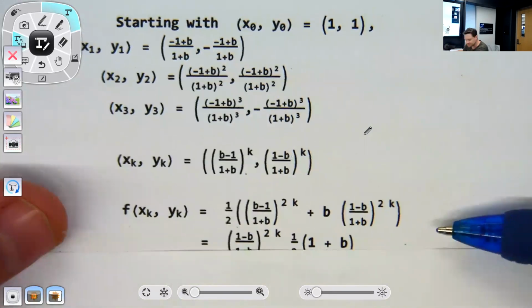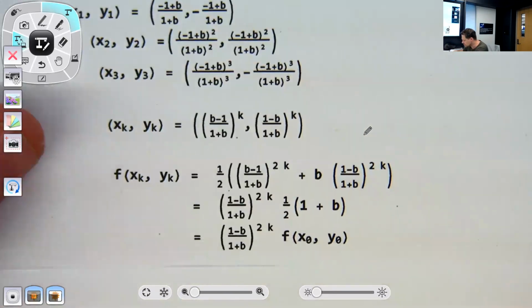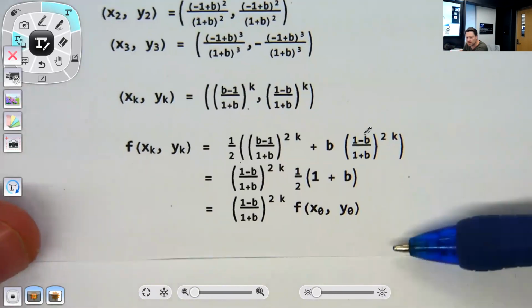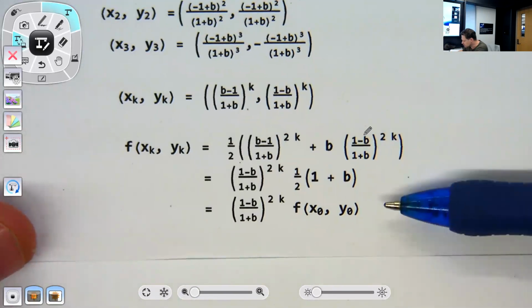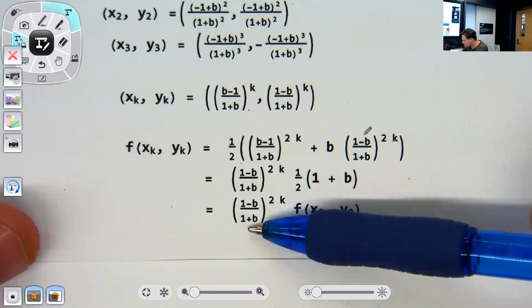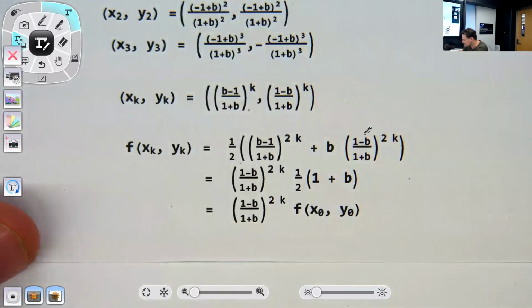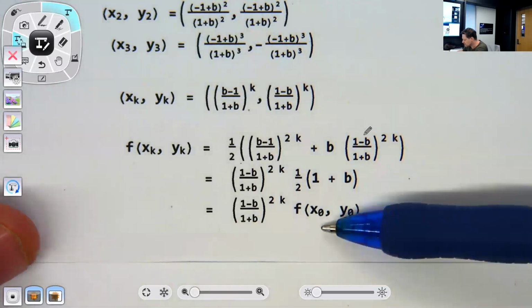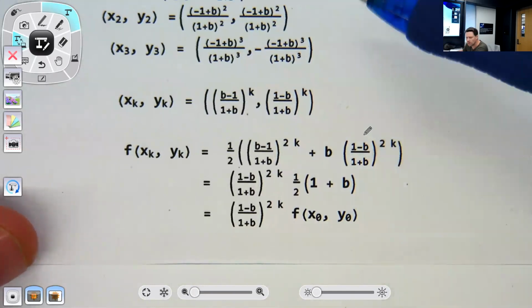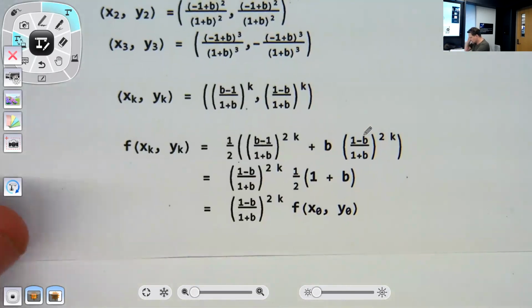We have this, and then we want to simplify so we can factorize, and then we can express this in the following way. Where f of xk, yk is 1 minus b over 1 plus b to the power of 2k times f of x0, y0. Now, I believe that's only the case when we start with 1, 1. So basically, now it almost agrees. I think it pretty much agrees with what Gilbert Strang has in his book there.